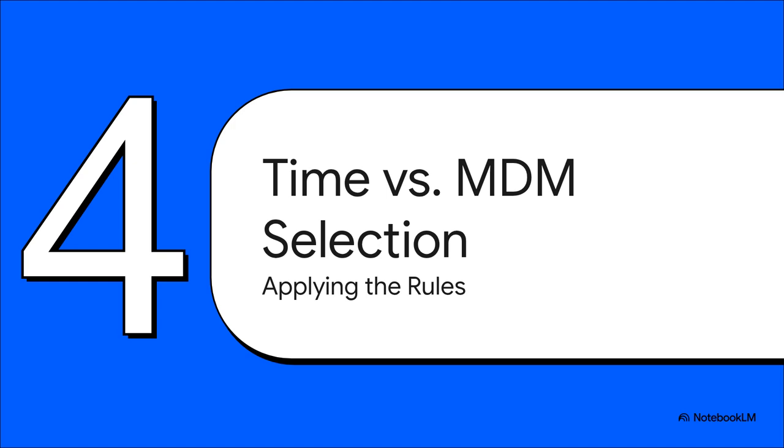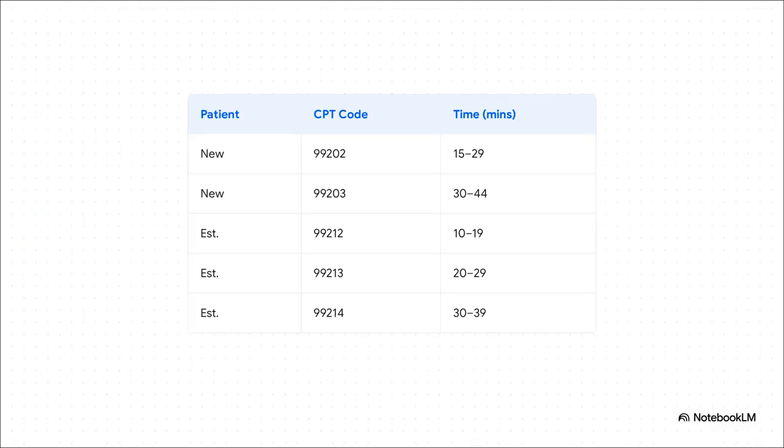Part 4, time versus MDM selection. Let's look at how we actually apply this in the real world. So let's walk through these specific time thresholds for office visits. For an established patient, a 99212 requires 10 to 19 minutes. A 99214 requires 30 to 39 minutes.